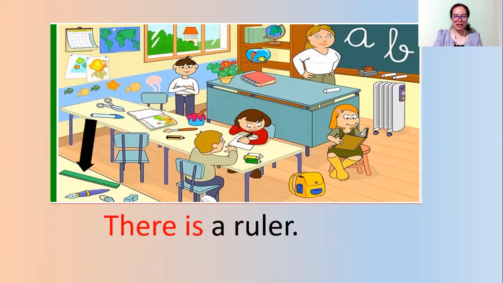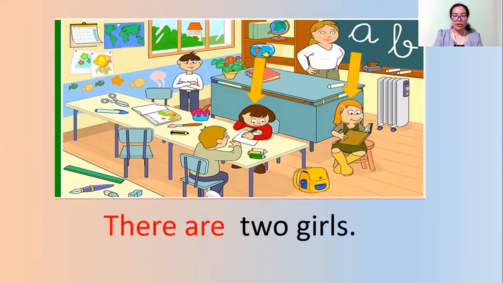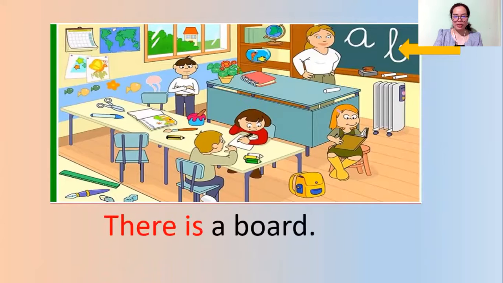There is a ruler. So there is only one ruler here. So that's why we use there is. So our noun is singular. There are 2 girls. So how many girls? 1, 2. So 2 means plural or more than one. That's why we use there are. There is a board. So how many boards do you see? Okay, so there is only one board. That's why we use there is.